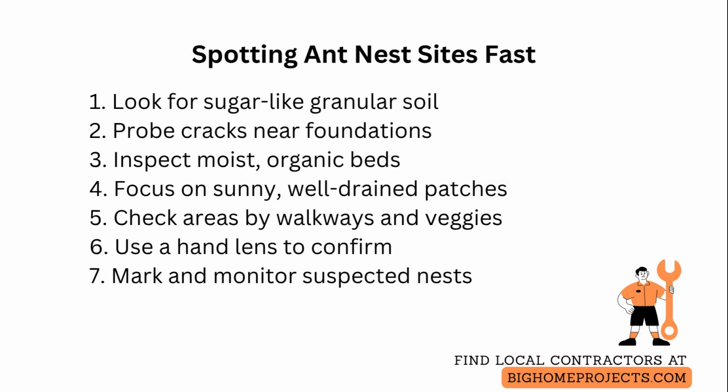Use a hand lens or magnifying glass to confirm the presence of fine soil pellets and worker activity, and mark suspected sites to monitor growth over 1 to 2 weeks. For treatment, physically remove a small nest if it is isolated by raking out the loose soil and replacing it with compacted soil or mulch. And for persistent colonies, target baiting near the entrance during peak foraging times in the early morning and late afternoon.